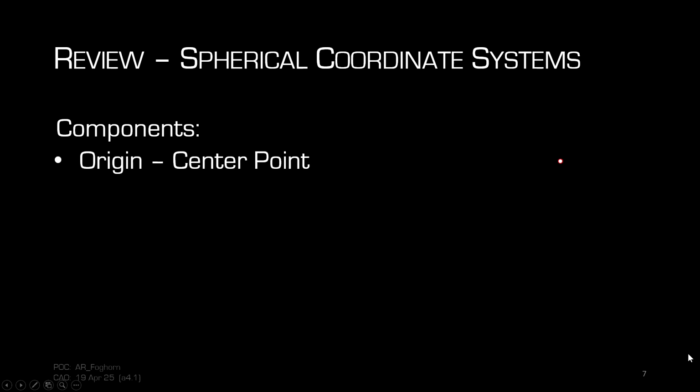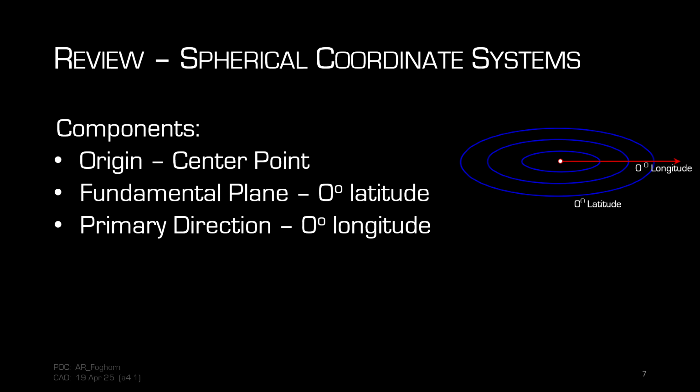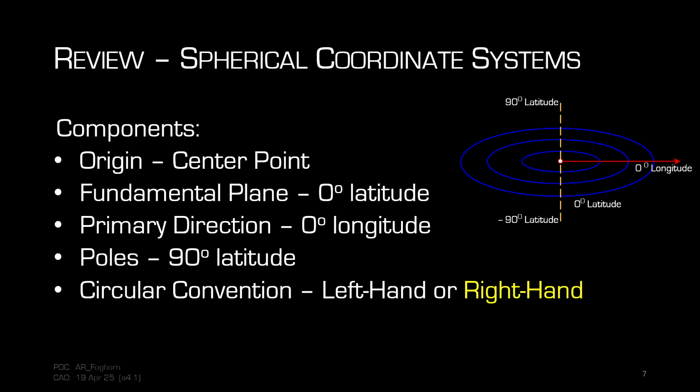First off, you have to have an origin, such as a center point of the whole system. That's your 0, 0, 0. A fundamental plane, which will define your 0 degrees of latitude, and the primary direction, which is your 0 degrees of longitude. That is what longitude is measured from. 90 degrees up and down out of that plane is the 90 degrees of latitude, the poles.